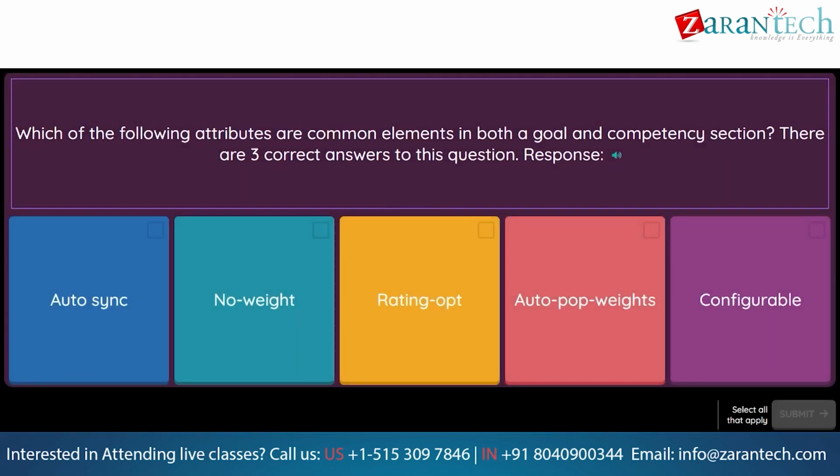Question: Which of the following attributes are common elements in both a goal and competency section? There are 3 correct answers to this question. Response: Option 1, auto sync. Option 2, no wait. Option 3, rating opt. Option 4, auto pop waits. Option 5, configurable.